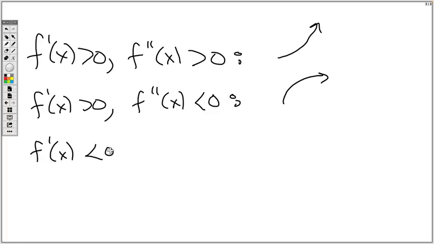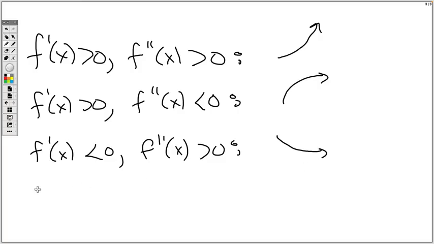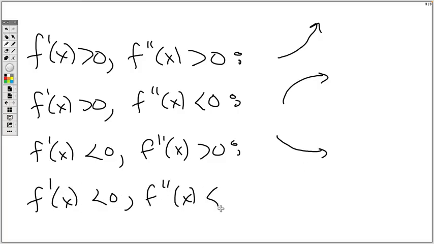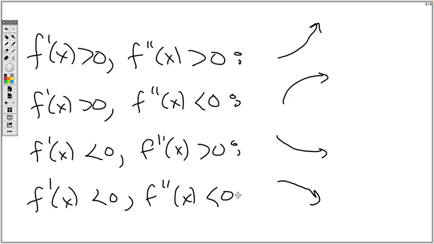If the first derivative is negative but the second derivative is positive, then that means you're decreasing but concave up, so you're on this half of the parabola. And if you're decreasing and concave down, then that means you're on this half of the parabola. Make sense or not, folks?